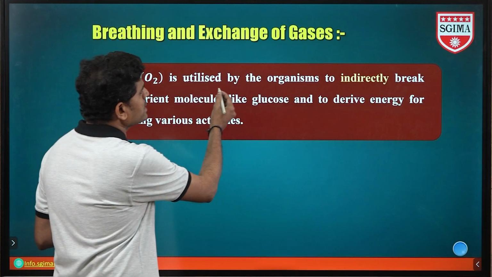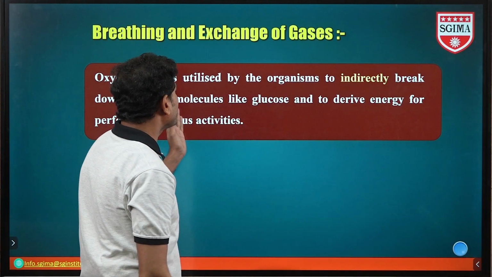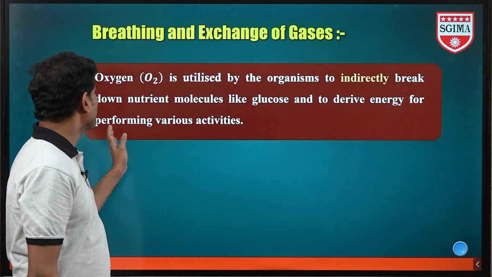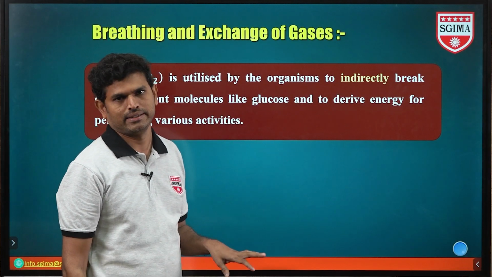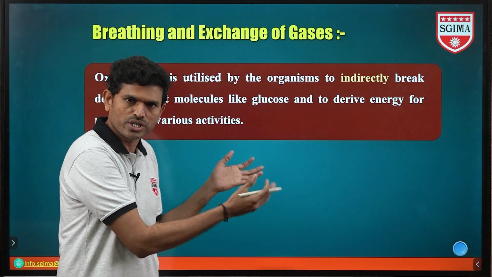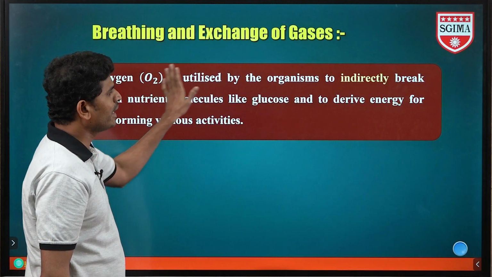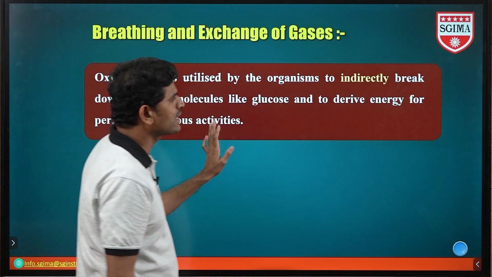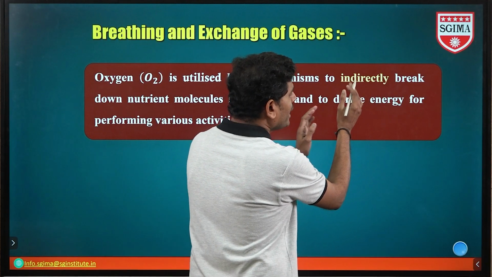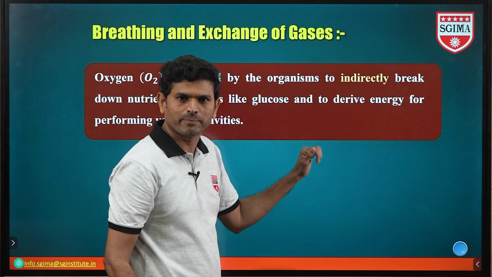Oxygen is utilized by the organisms to indirectly break down nutrient molecules like glucose and derive energy for performing various activities. Okay, so there is a chance to ask this as an assertion reasoning or statement. Let us see how they can ask the statement. The entire statement can be given as it is, just changing the word indirectly, by changing these two letters, they can give it in a statement.